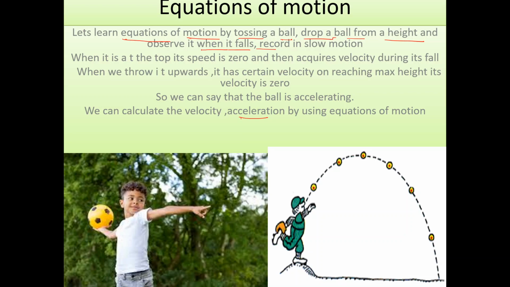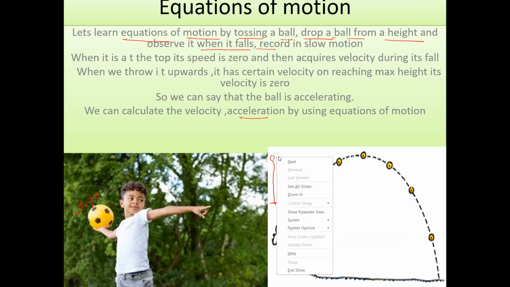Here you can see this boy is throwing the ball with certain initial velocity. Here the velocity is not equal to 0. It is having some value, certain value of initial velocity. But while dropping a ball, when we drop a ball, the ball comes down. What is the velocity on the top?